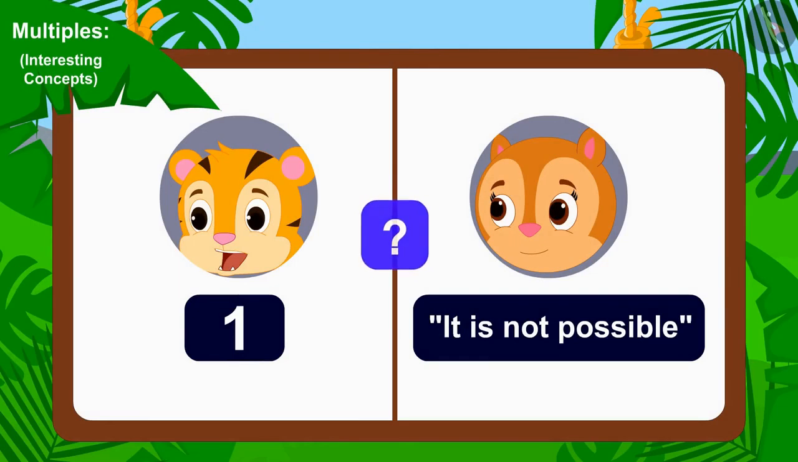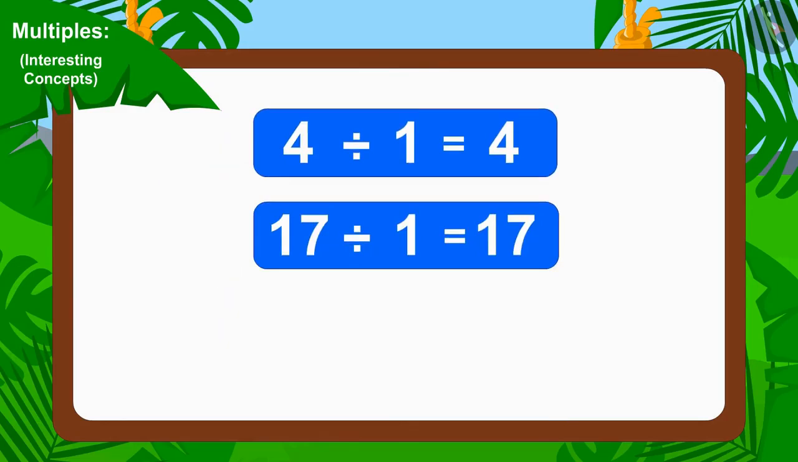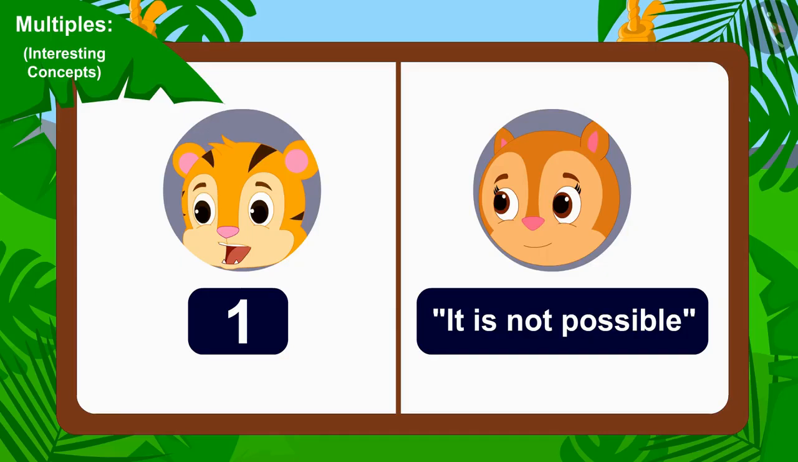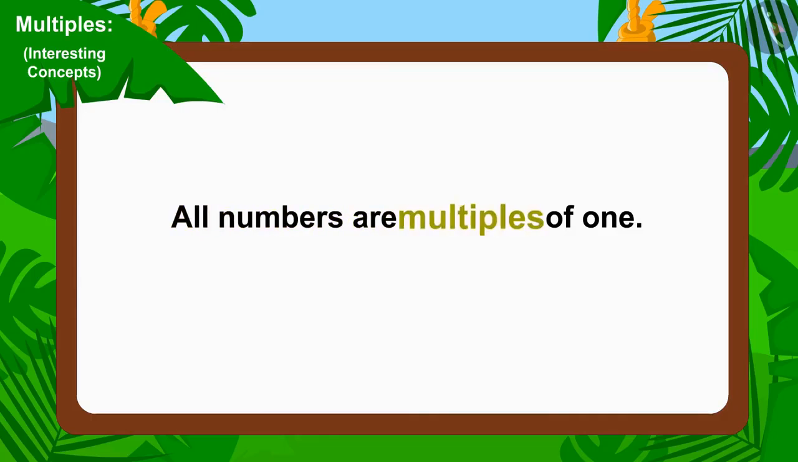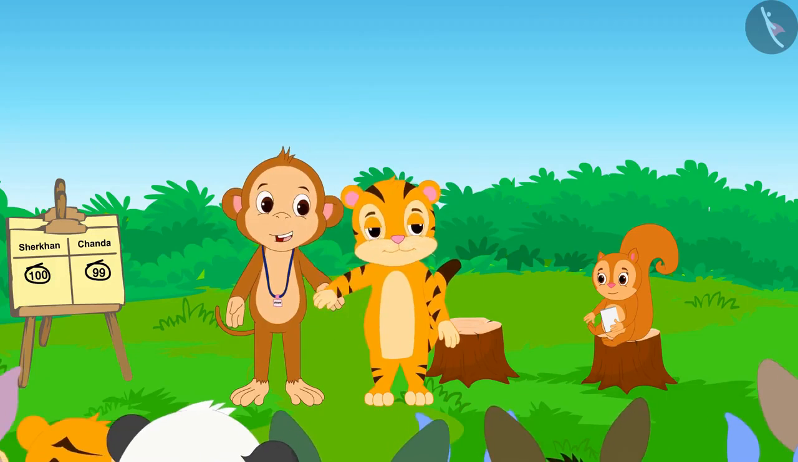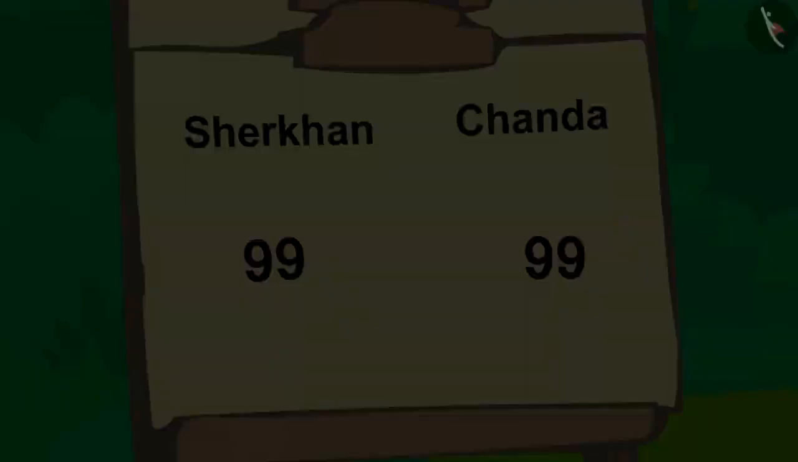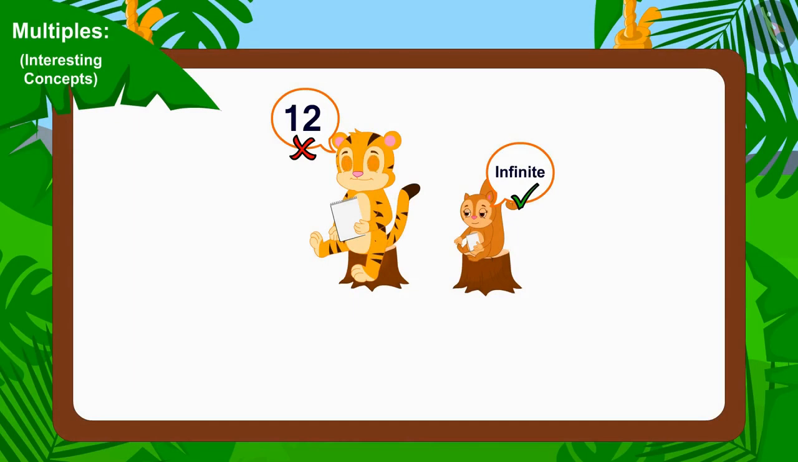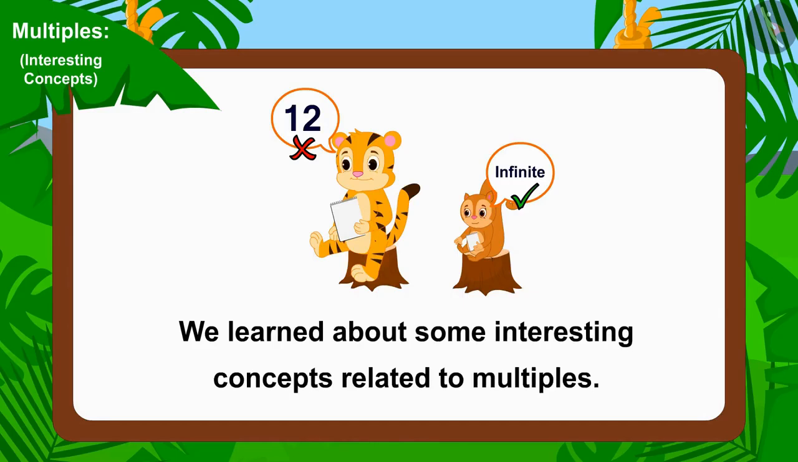Children, can you tell whose answer is correct? We can divide any number by 1. Therefore, all numbers are multiples of 1. Sher Khan's answer is absolutely correct, that all numbers are multiples of 1. With this, Sher Khan won the competition by going 1 point ahead of Chanda. Children, in this video, we learned about some interesting concepts related to multiples.